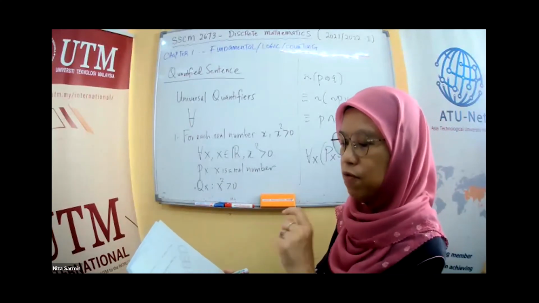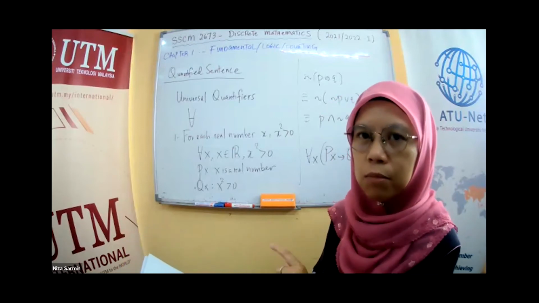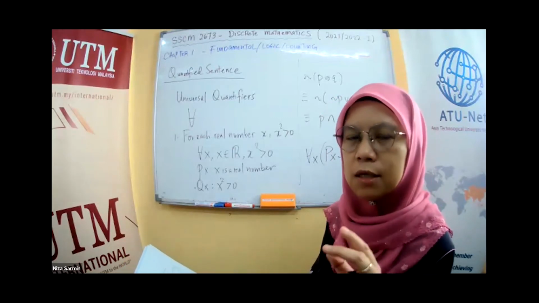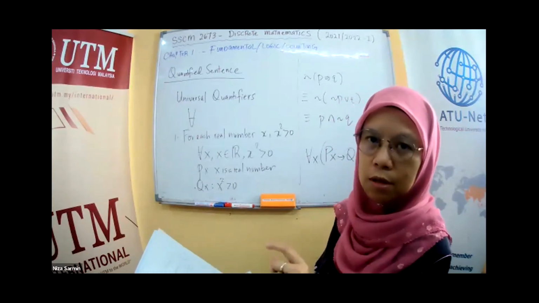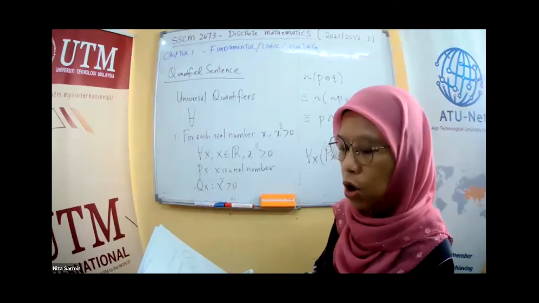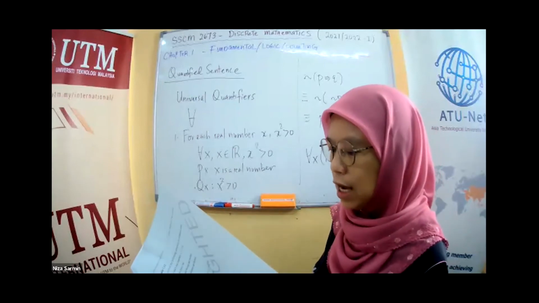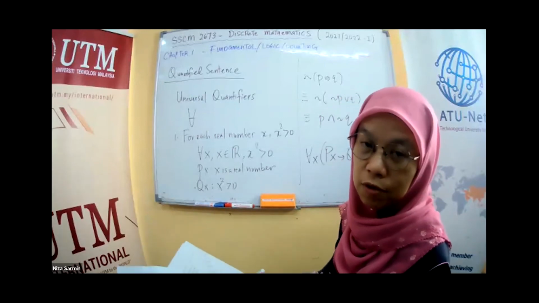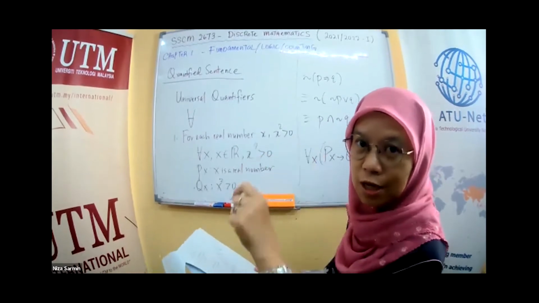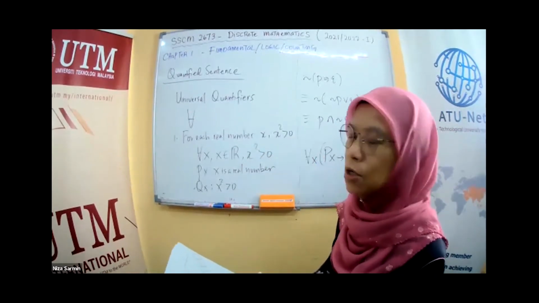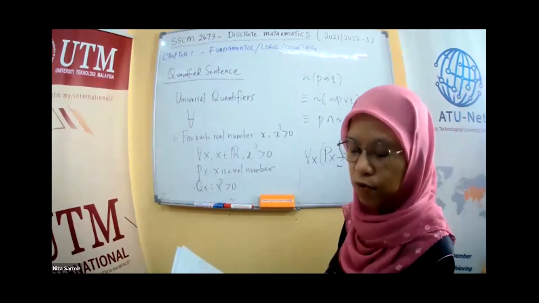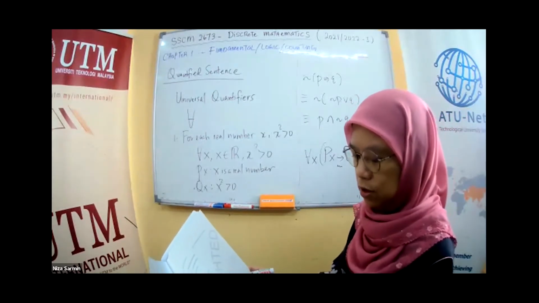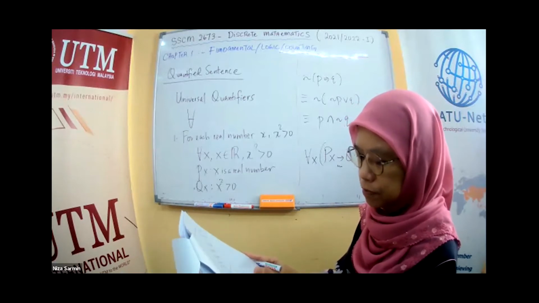All cats have fur. All human beings are mortal. Again, Px, x is a human being. Qx, x is mortal. Then you have the implication. All brave soldiers are heroes. If it's a brave soldier, then it is a hero, something like that. So normally we will use this one for the universal quantifier. Okay.